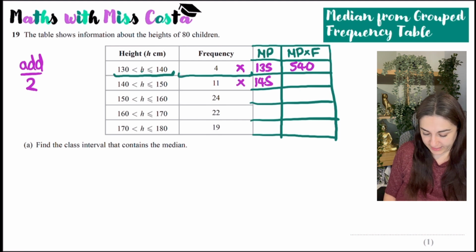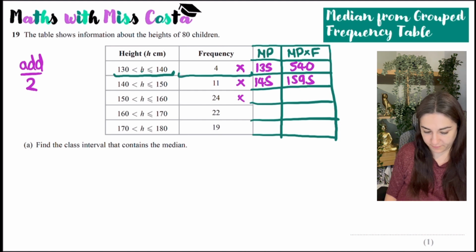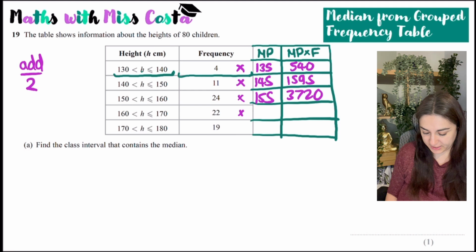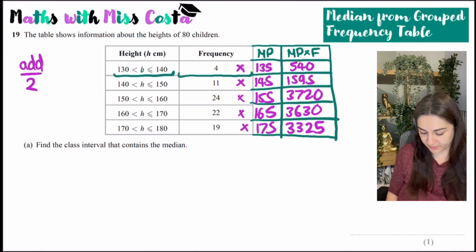Then I need to find the midpoint here. That'll be 145, and I times that by 11. So 145 times by 11 gives me 1,595. Then I find the midpoint here, 155, and I times that by 24, which gives me 3,720. I do the same here. I find the midpoint, 165, I times it by 22, that gives me 3,630. For the last one, the midpoint is 175, so I do 175 times by 19, which is 3,325.